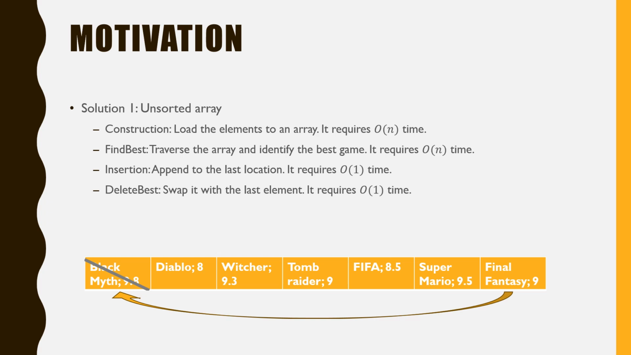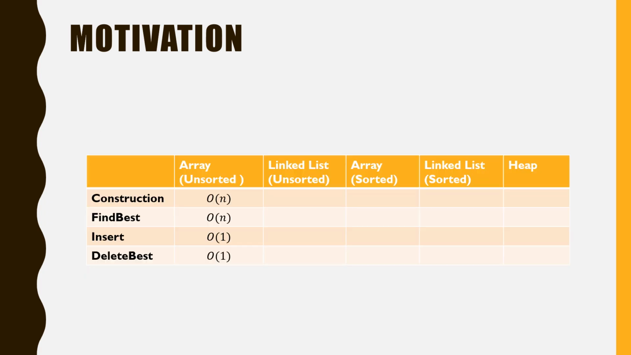Finally, to delete the best game, we can override it with the last game in the array, again because we don't need to maintain any order of the games. Here, we can remove the game Black Myth with Final Fantasy, which implicitly removes Black Myth from the list. This operation also requires O(1) time. In summary, with an unsorted array, the construction and find best operations each require O(n) time, while the insert and delete best operations can be performed in O(1) time.